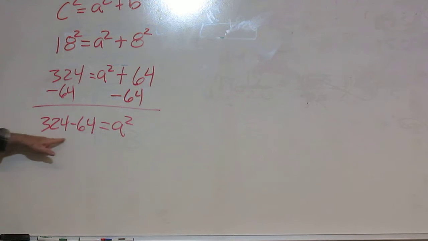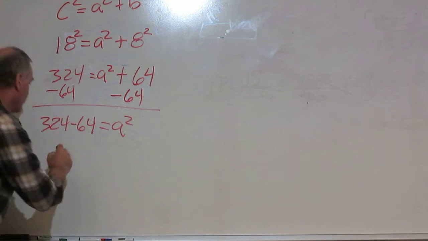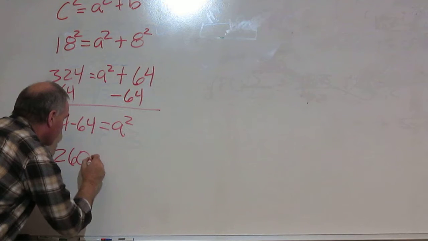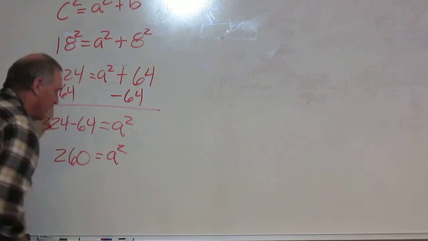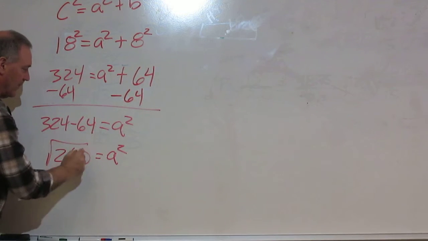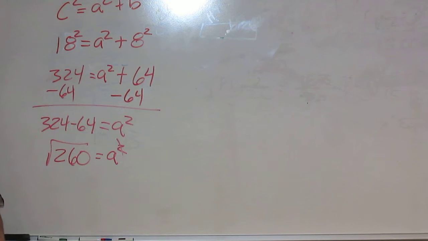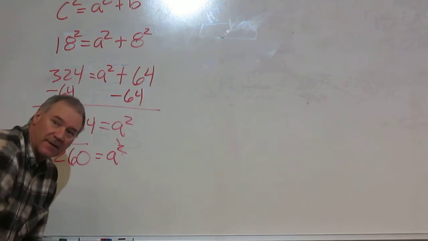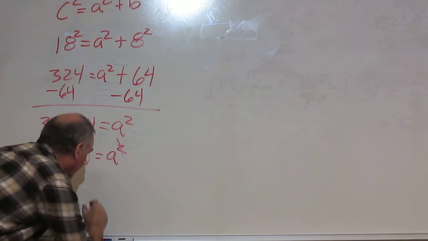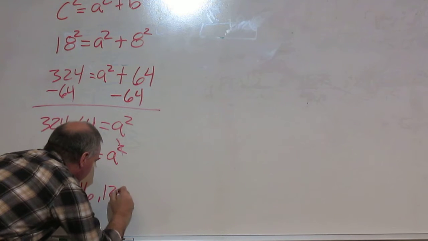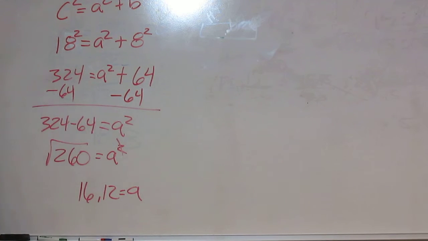So then we can now work this number, 260. Yes. 260 is equal to A squared. And then we want to take the square root of that. 16.12. Say that. 16.12. 16.12 is equal to side A. Can I get somebody to confirm that? Yes. Okay. Do you see how to do the math on that?